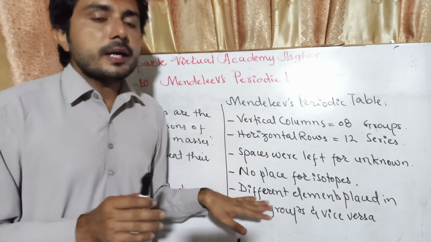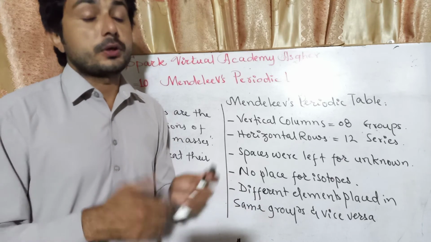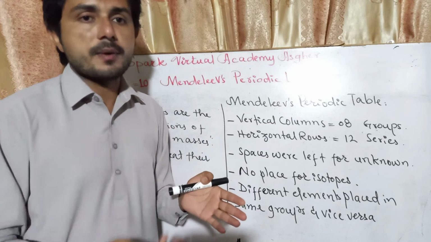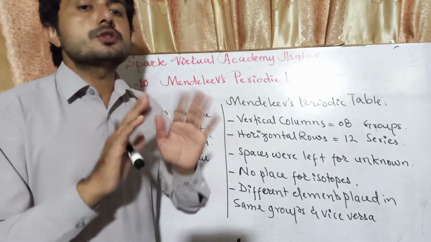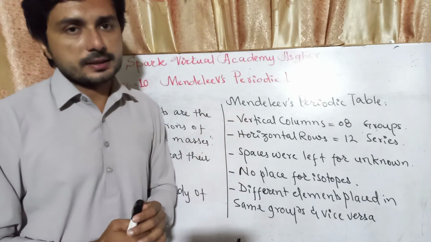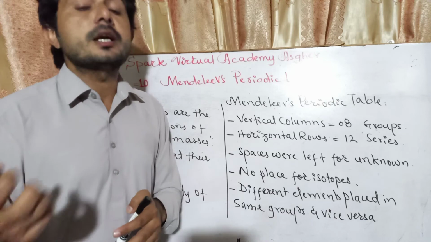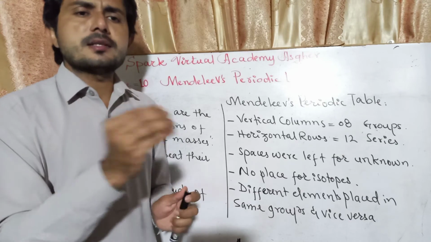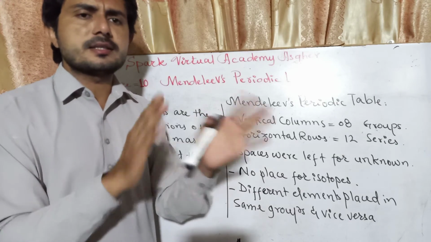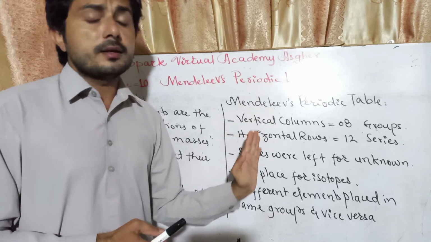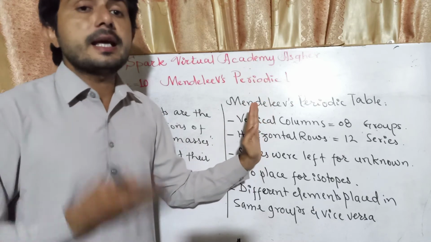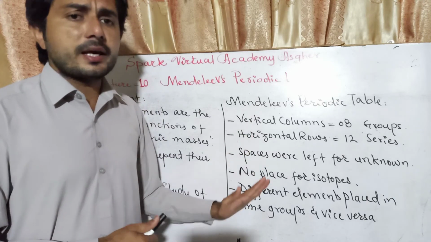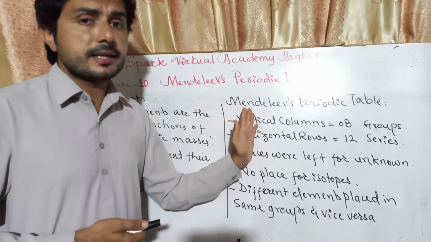However, there was no place for the isotopes, because some isotopes existed. For example, hydrogen has 3 isotopes, and carbon has 2 isotopes. Likewise, there was no place for isotopes in Mendeleev's periodic table. When isotopes were discovered, it was again hard for the scientists to arrange those elements. And some elements were placed differently. For example, in one group there should be similar elements, but different elements were placed in the same group. So these were 2 or 3 drawbacks, or flaws, in Mendeleev's periodic table.